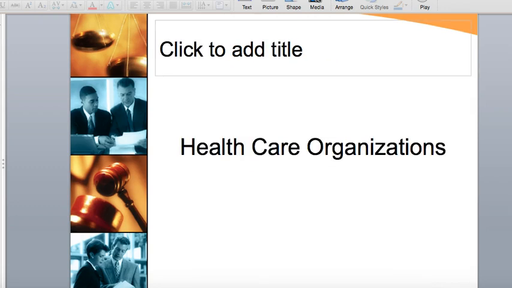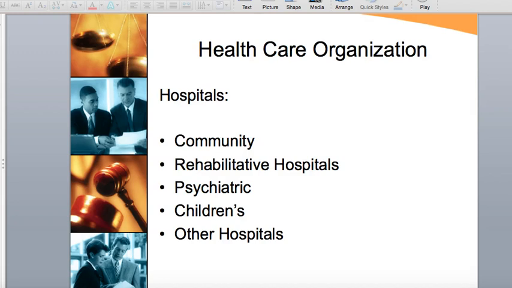And so now we're going to talk a little bit about healthcare organizations specifically and what they look like. We talked earlier about the levels of care, but now you're going to get a better idea of the types of service providers that offer those levels of care specified earlier. Hospitals are a huge healthcare service delivery provider. There are community hospitals, rehabilitative hospitals, psychiatric hospitals, children-specific or pediatric hospitals, and other types of hospitals as well that fall under hospital providers.